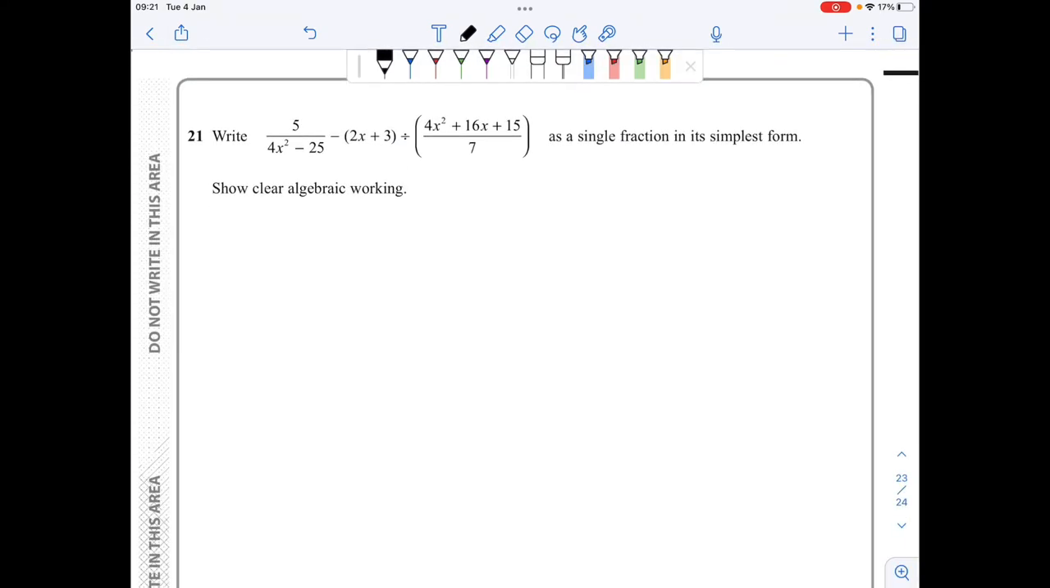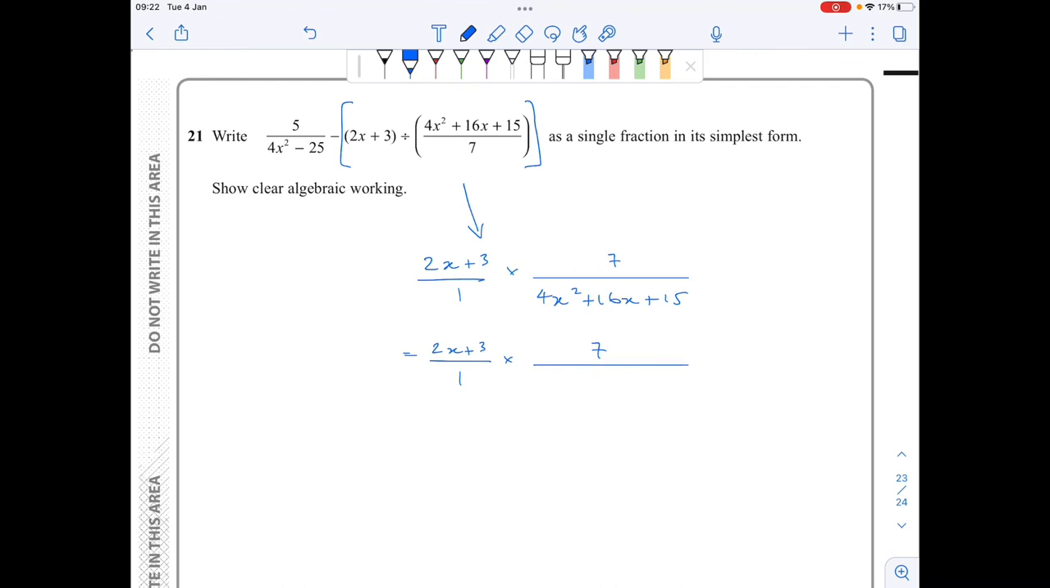In question 21, note that I have an addition and a division. Now, priority is given to the division, so I'm going to put an extra square bracket here, and I'm going to work on that division first. So I've got 2x plus 3 over 1 times, and then I'm going to flip this, and it's 7 over 4x squared plus 16x plus 15. Next step is to try and factorize the second denominator. I've got times 7 over, and this is 2x plus 3 and 2x plus 5. The 2x plus 3 cancels out, so I'm left with 7 over 2x plus 5.